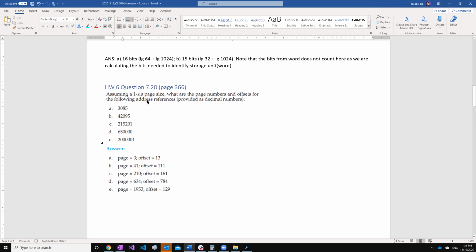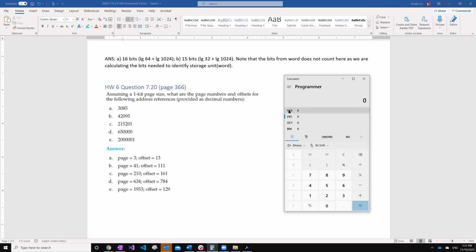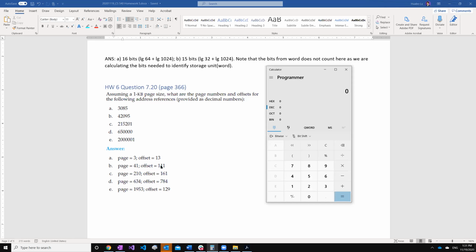Let me ask you guys, when you see the addresses and we're talking about the page size, two options, logical address versus physical address, which one do you want to take? Of course, it will be the logical address, because we're calculating the page number. The reason I bring my calculator here is I need to know what is the page and what is the offset.